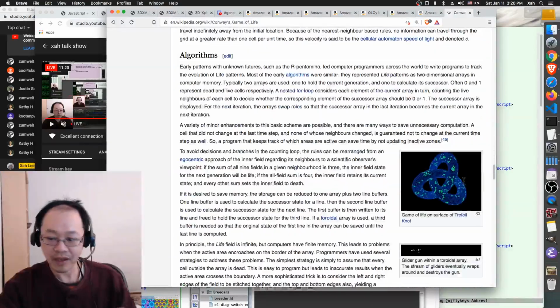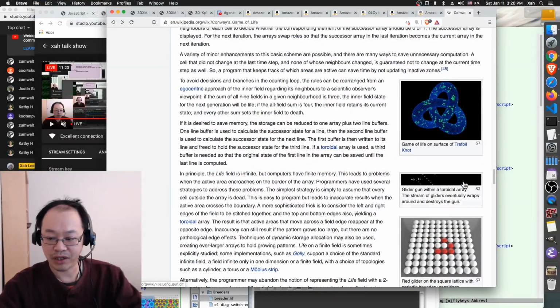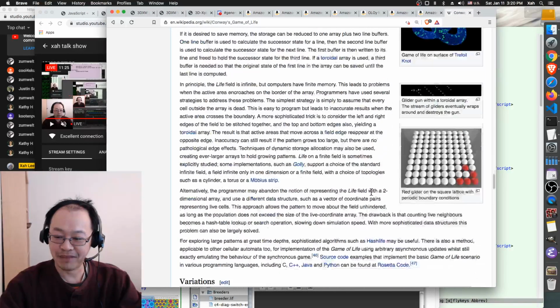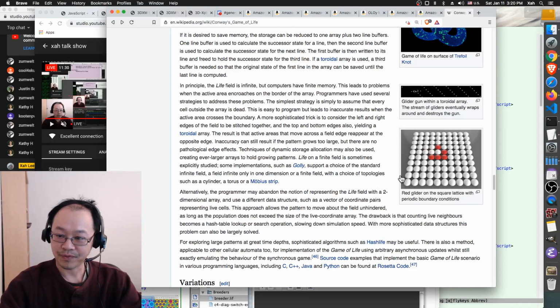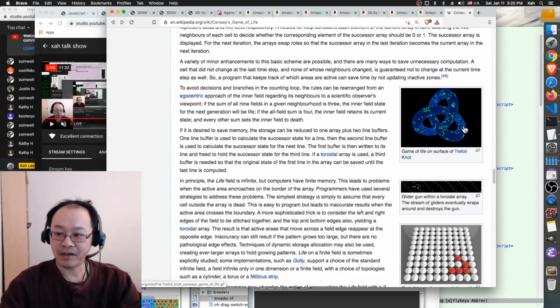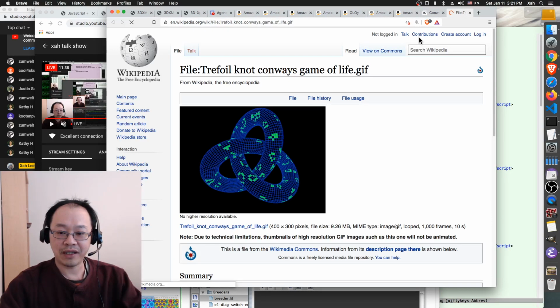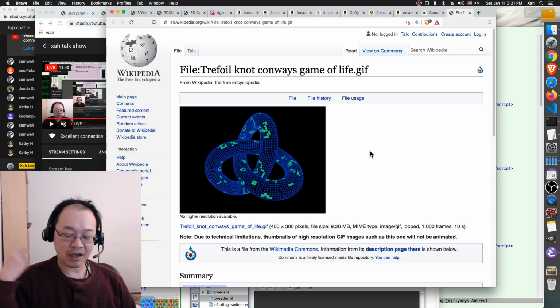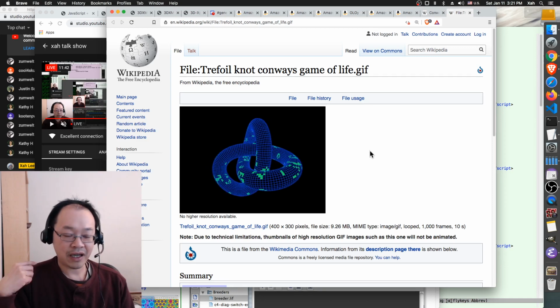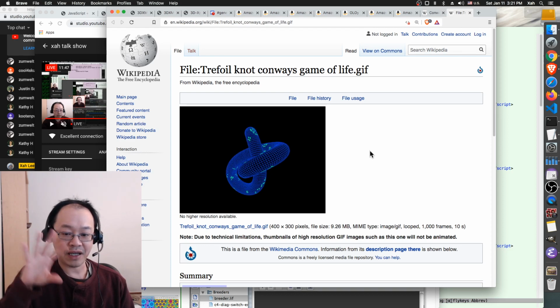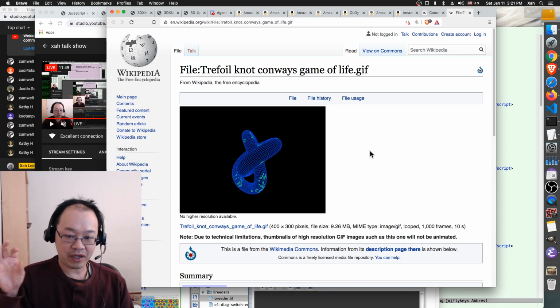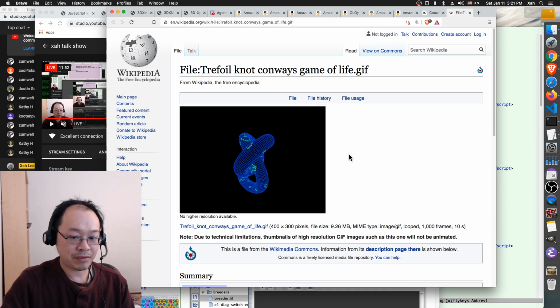You can also go to Wikipedia and watch it. They made some animations to show you. Let me show you this one. This one is Game of Life on a knot. This knot is called a trefoil knot. You see those dot patterns, they move. They move according to very simple rules. So let me tell you what the rules are.